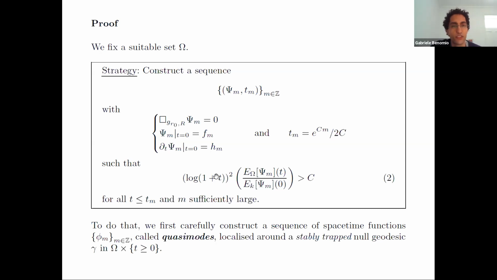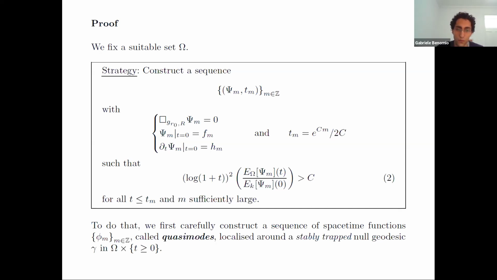So I claim that if such a sequence can be constructed, then one can prove the statement that I showed you before. In particular, if you fix any arbitrarily large time, say T star, one can choose m large enough such that Tm is greater than T star. And this inequality will hold for all times less or equal than Tm, and in particular up to and beyond T star. And this is precisely the statement that the lim sup of this sequence is lower bounded by a constant that is independent of m.